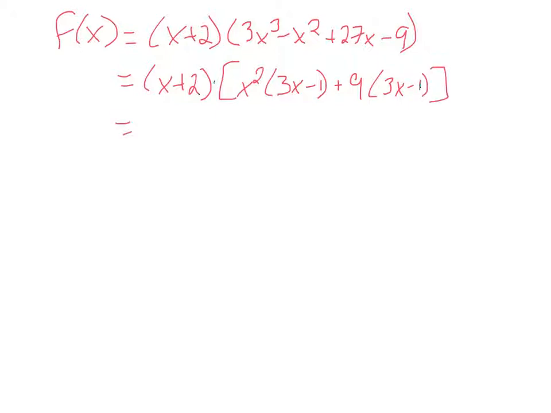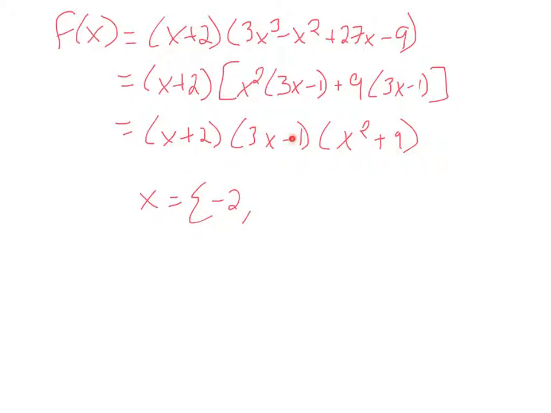Right, and then the 3x minus 1 can come out. We have this common factor that we can factor out here, and then we have the x squared plus 9 over here. And so now we have two linear factors and one irreducible, non-factorable quadratic. So we can set each of these equal to 0 to find their zeros. The two real zeros are going to be negative 2, and then this one will give us 1/3 as a zero, right?